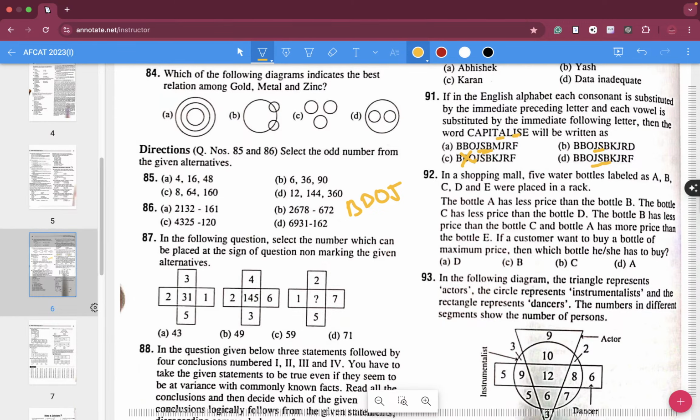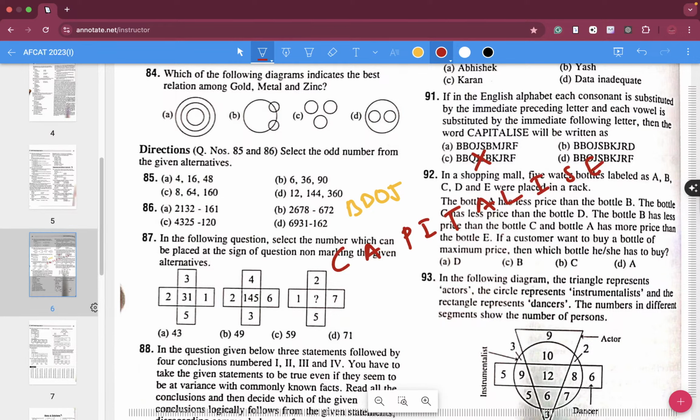Then A, B, J. Fourth, 1, 2, 3, 4, fifth from the last. Okay, hold on. If I'm confusing you, just hold on. One thing is certain, C is definitely not your answer. If C is not your answer, just get down.